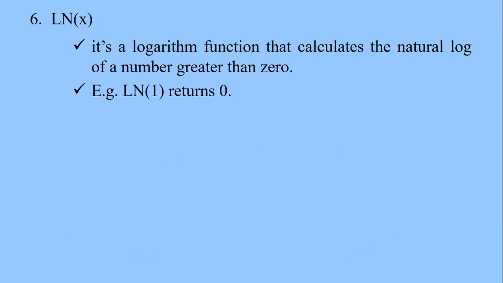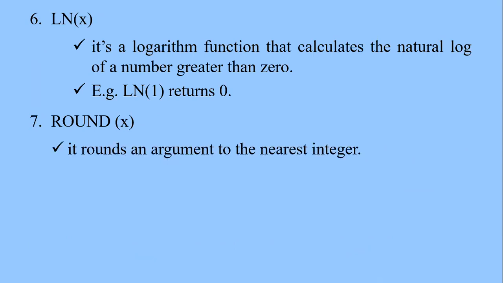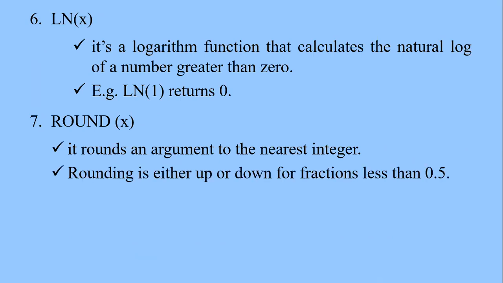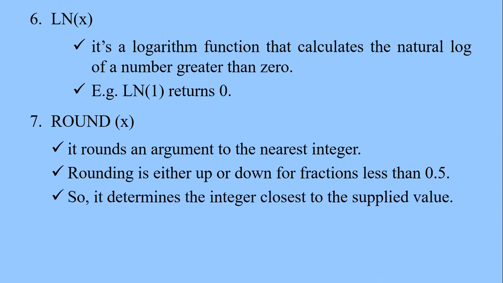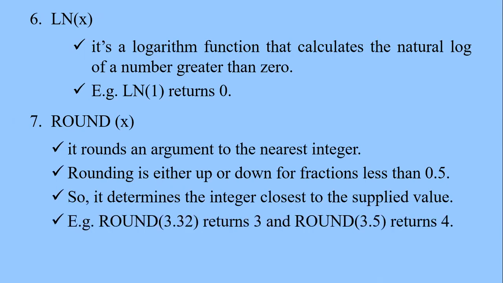Then we have Ln(x). It's a logarithm function that calculates the natural log of a number greater than 0. For example, Ln(1) returns 0. That is the logarithm of 1. Then we have round(x). It rounds an argument to the nearest integer. Rounding is either up or down for fractions less than 0.5. So it determines the integer closest to the supplied value. For example, round(3.32) returns 3, and round(3.5) returns 4.